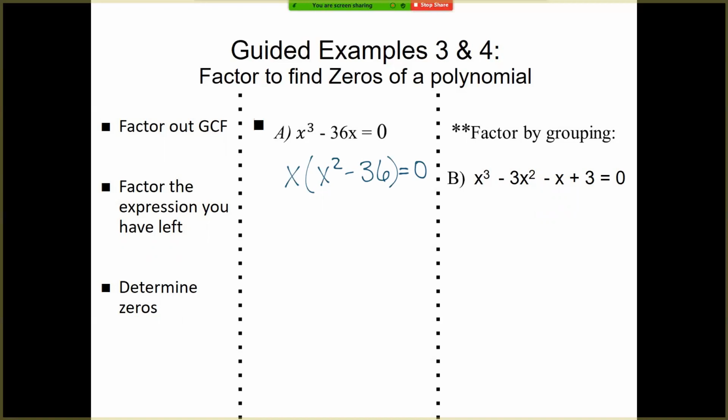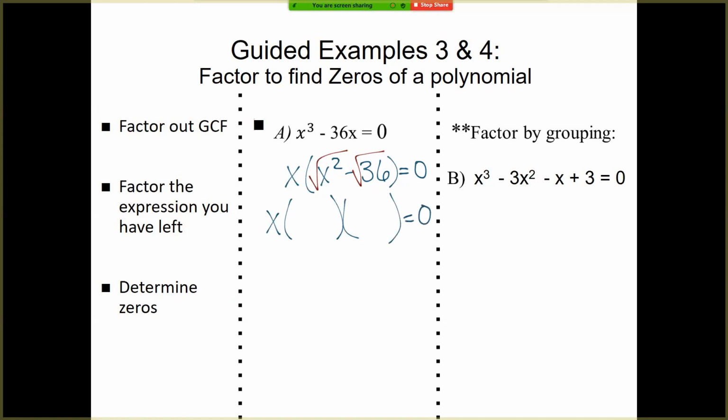When I look inside my parentheses, I notice I still have x squared. So I have a quadratic, but this time I only have two terms. Since I only have two terms, I'm automatically asking myself, is this a difference of squares? Is it a perfect square minus another perfect square? In this case, it absolutely is.